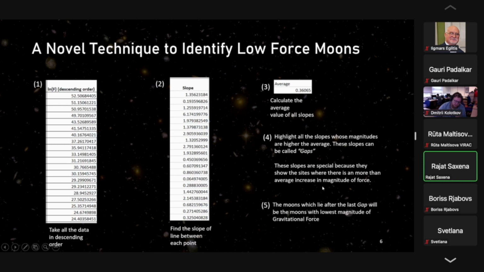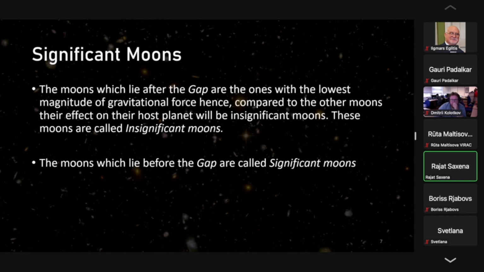So now, once we have finalized all our gaps in the data, we can select the last gap, after which we'll have all the moons with the lowest force. So after this, I'll just introduce a bit of nomenclature, because saying the words least magnitude moon is a bit wordy. So what we can say is the moons that lie after the last gap, or the ones which have the lowest magnitude of force, can be called insignificant, just because they have an insignificant contribution to their planet. And the moons which lie before the gap can be called significant.